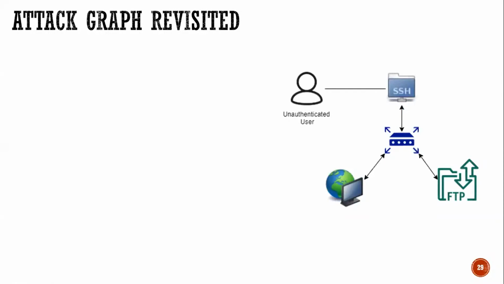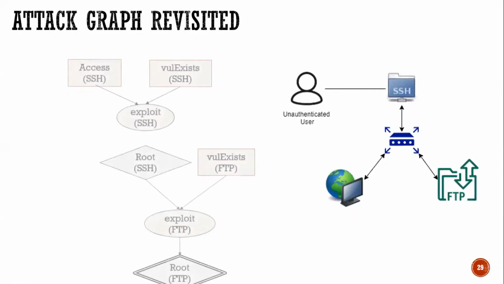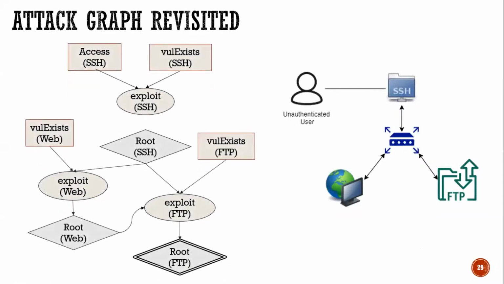So let's revisit the attack graph and see this for another example. There are two paths that the attacker can take to be able to exploit this FTP machine. One way he can go about it is that he goes through SSH and then tries to exploit the FTP, or another way is that he first exploits this web server and goes to FTP.